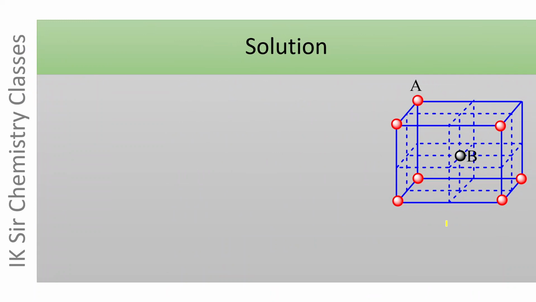This is the diagram. In accordance with the given problem, the atoms of element A occupy the vertices of the cubic unit cell with one of the vertices left vacant, while the atom of element B occupies the body center of the cubic unit cell.